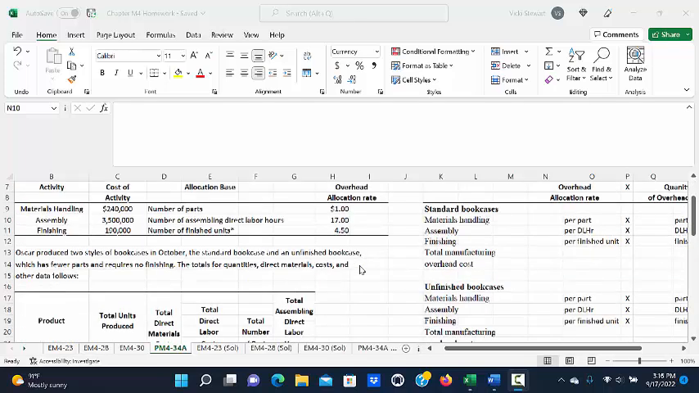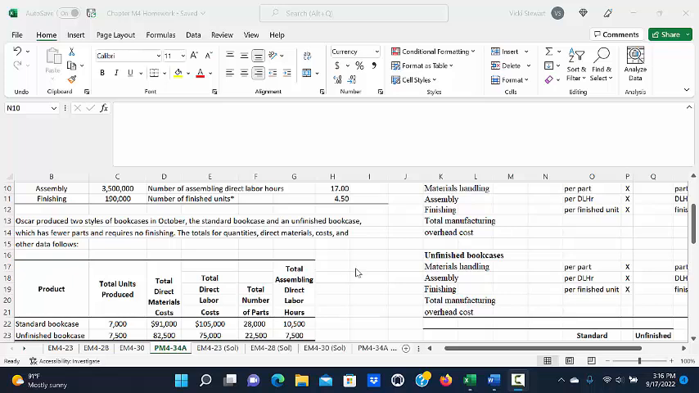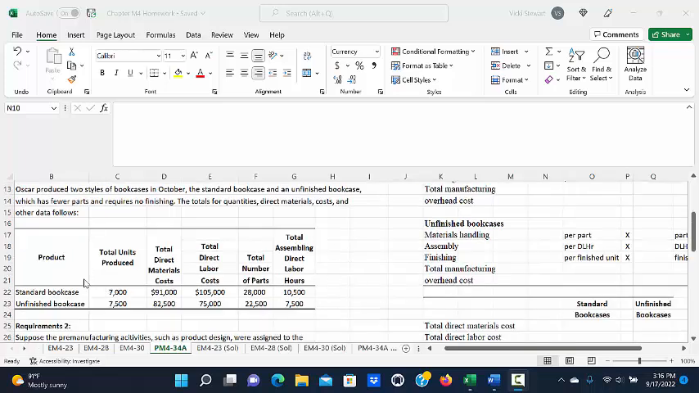Then the problem states that Oscar produced two styles of bookcases in October, the standard bookcase and an unfinished bookcase, which has fewer parts and requires no finishing. The totals for quantities, direct materials, cost, and other data follow, and we can see where they gave us for standard and unfinished bookcases the number of units they produced, total direct materials cost, direct labor cost, total number of parts, and total assembling direct labor hours.